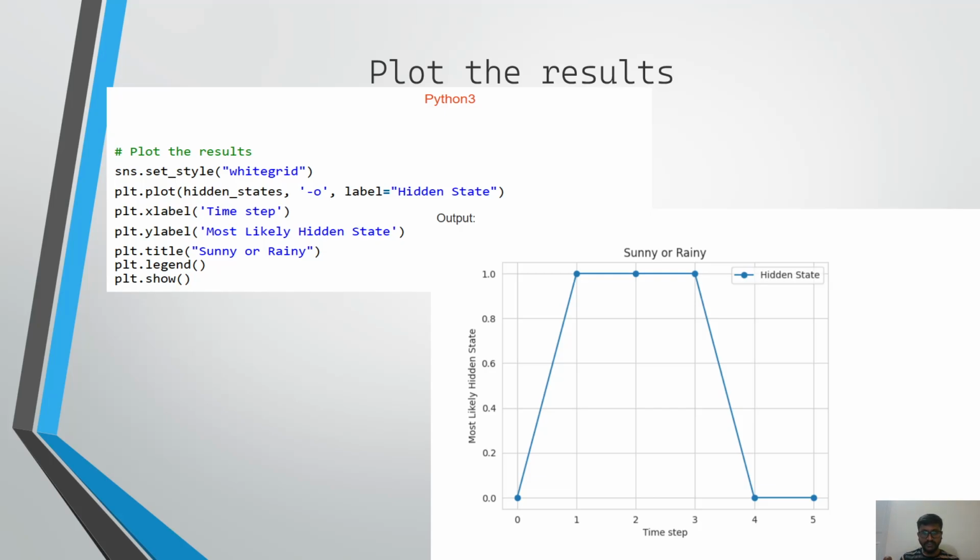So here you can see Rainy or Sunny. It is given as 1, the most likely state, that is the highest one at each time step mentioned here. So at 0 it would be 0, and at 1, 2 and 3 it would be 1, where it would be maximum, and 4 and 5 would be 0 again.